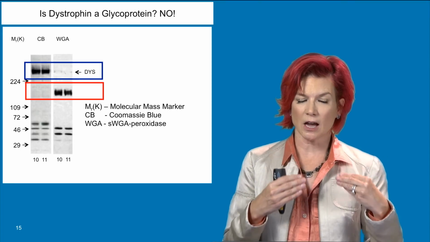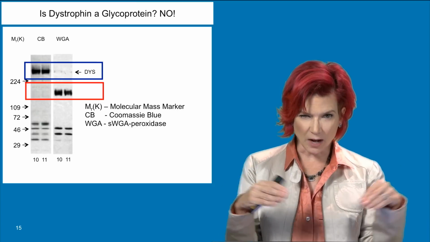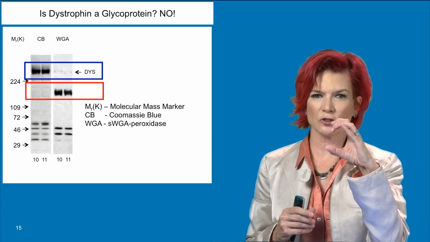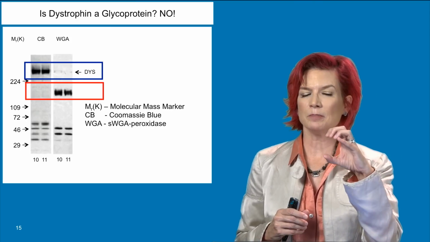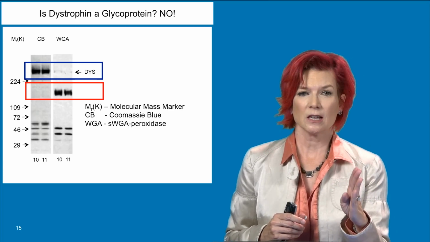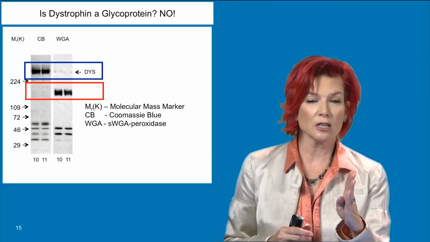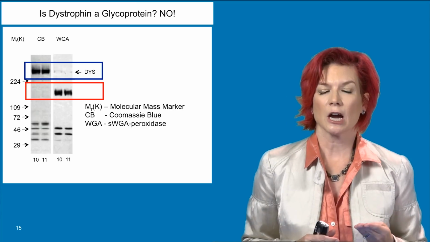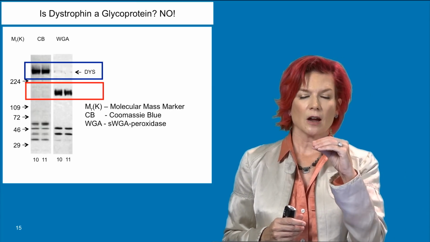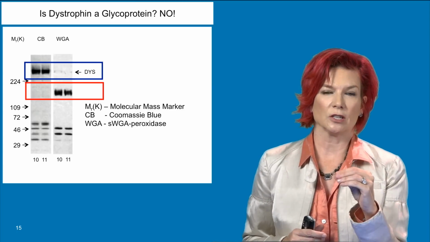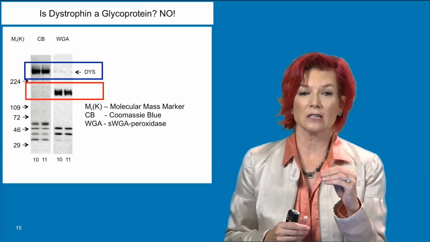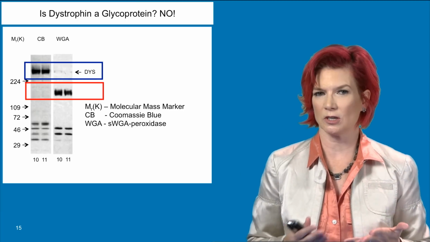That's the first evidence that dystrophin itself is not a glycoprotein. Let's contrast that to the protein that I've outlined in red, which migrates as a kind of large smear at 156 kilodaltons. It doesn't pick up Coomassie stain very well, but it's definitely present. It stains very, very well with silver staining, which is another very sensitive method for staining proteins. And you can see that the WGA binds very, very strongly to this 156 kilodalton protein, which suggests that it is definitely a glycoprotein of some type.